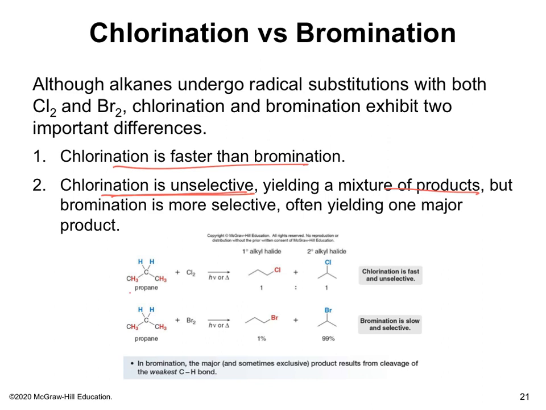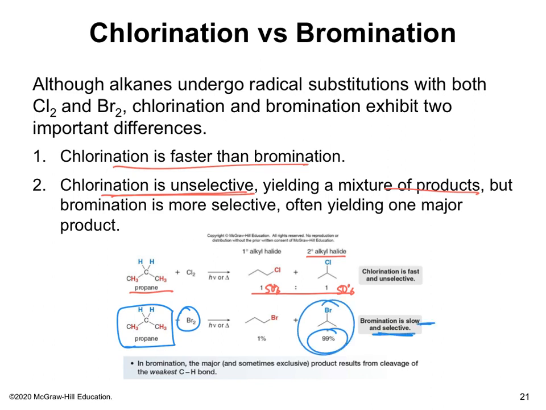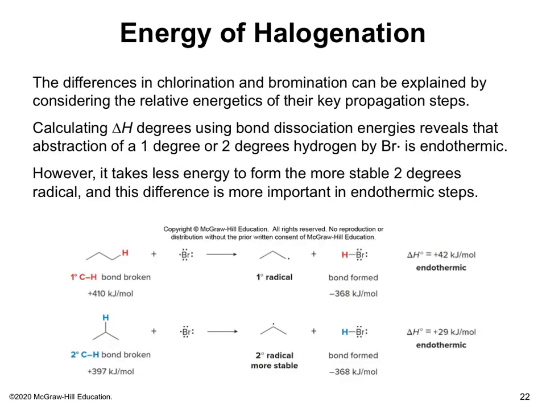Look at this. If we have propane and we get a 1-to-1 ratio, that means 50% of your products are going to be the primary chlorination product and 50% are going to be the secondary. All right, that's not selective. That's not good. If we take propane and add bromine, we get 99% of the secondary. So it's slower, but it's also selective. The reason it chooses to abstract the secondary hydrogen is because the bond dissociation energy is lower than the primary. That's what they're showing you here. The secondary only costs 397 kilojoules per mole.